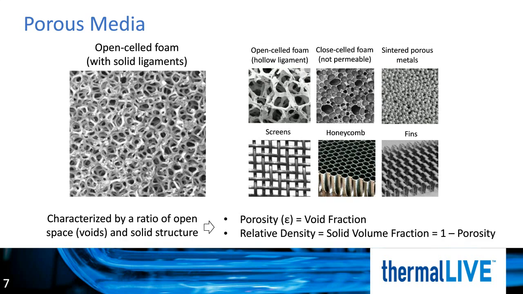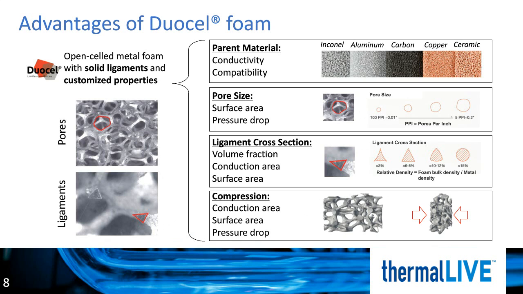In the world of metal foams, they aren't all created equal. Duocell foam is unique among open-celled foams. Duocell has solid ligaments of the parent alloy, and its physical and thermal properties can be customized across a very wide range. First, the appropriate parent material can be selected based on the thermal and chemical compatibility requirements. Some of these options include aluminum, copper, Inconel, stainless steel, and ceramics.